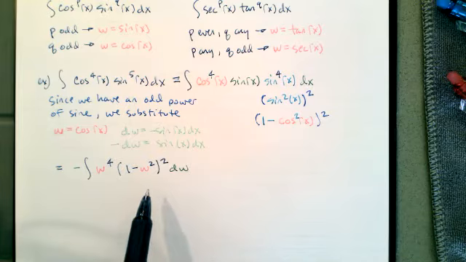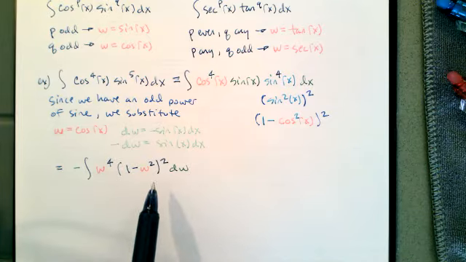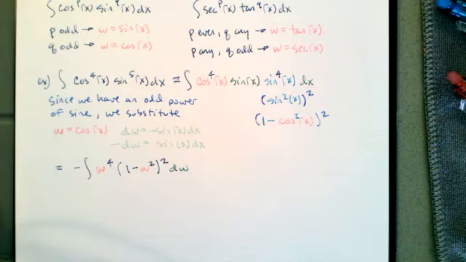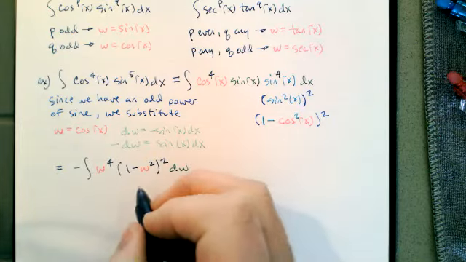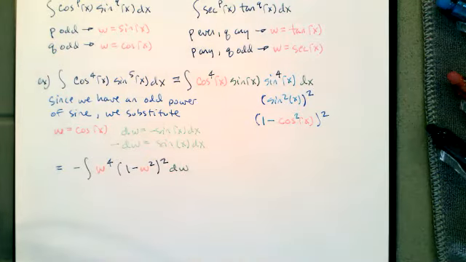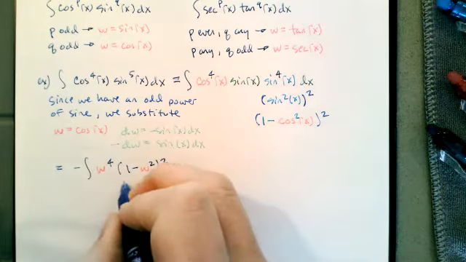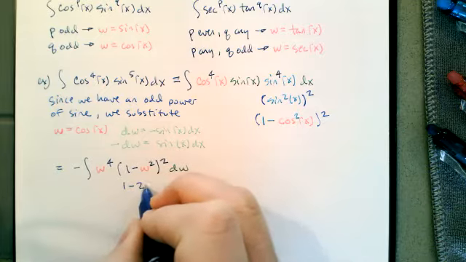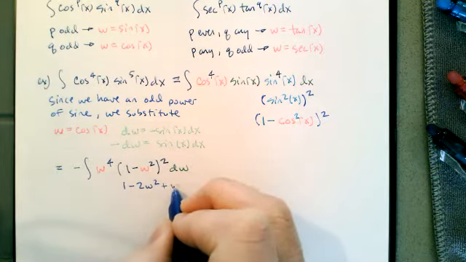And now we've got an integral in w. We can just multiply all this stuff out and write it as powers of w, because if we can write powers of the variable, then we should write powers of the variable. 1 minus w squared, we can simplify that. That's going to be 1 minus 2w squared plus w to the fourth.